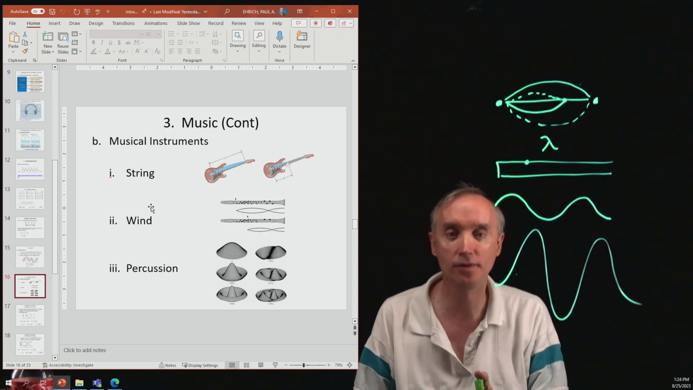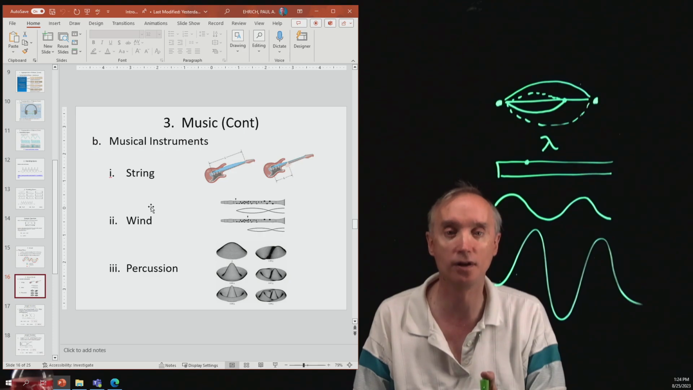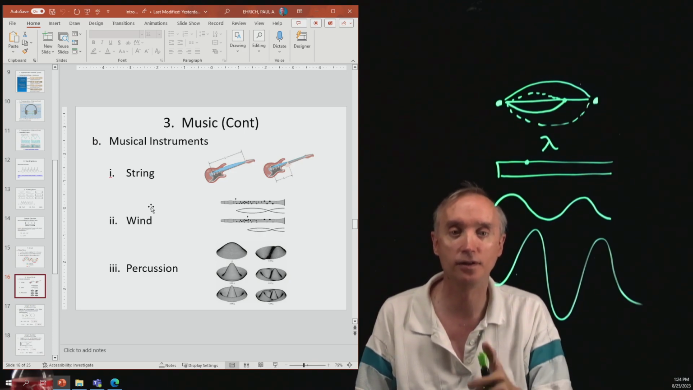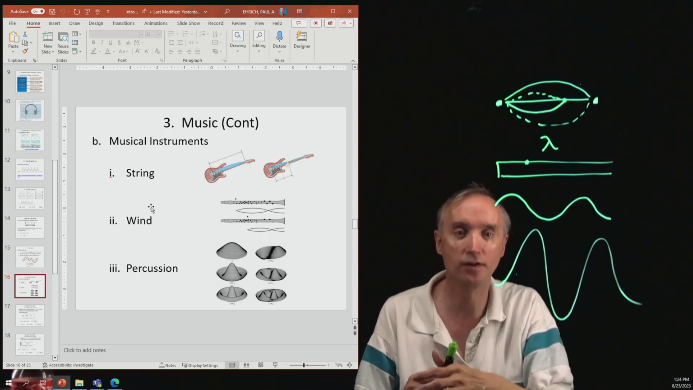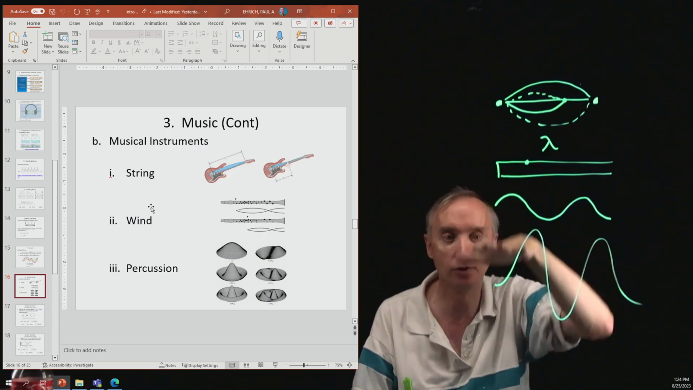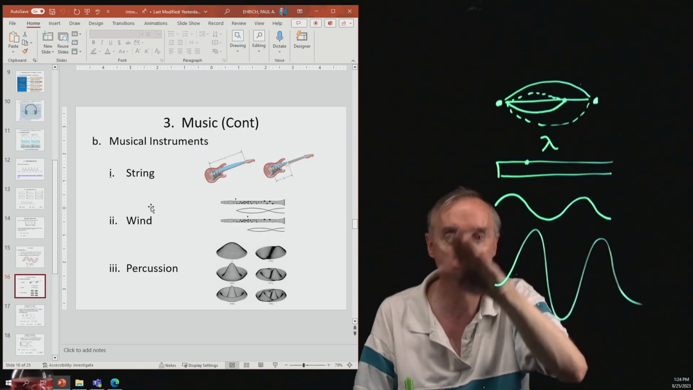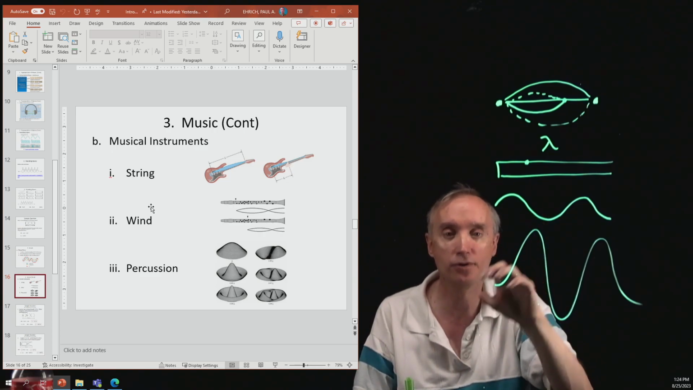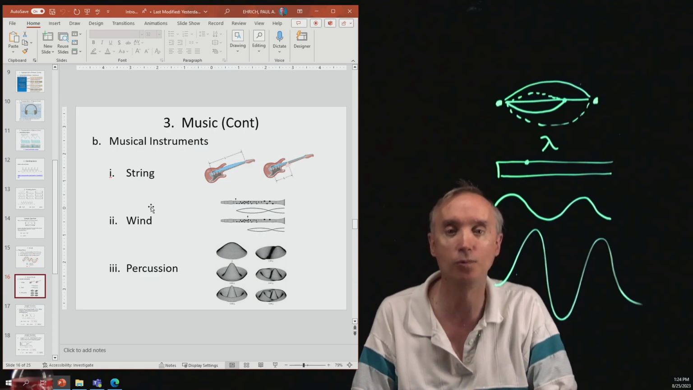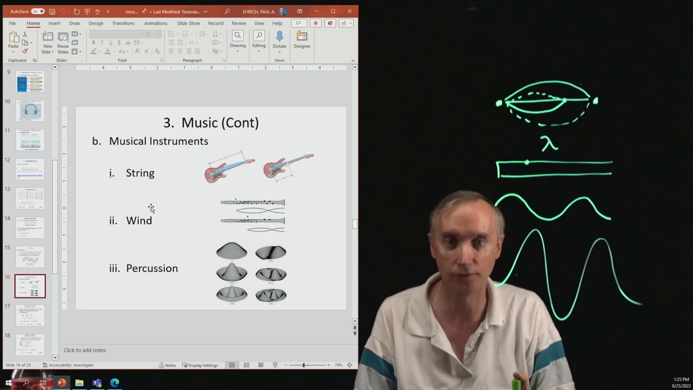And it's the same thing even with a drum. There are some pictures of how a drum vibrates up and down. Depending on where you hit the drum, you can produce different kinds of standing waves in the drum, which produces different frequencies of sound.